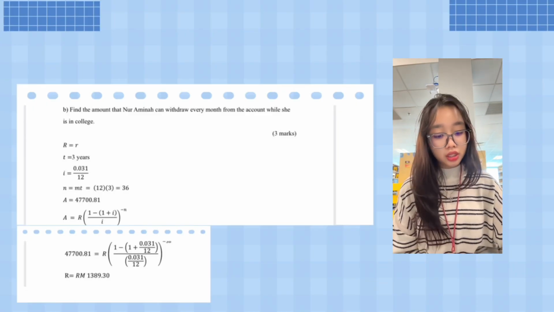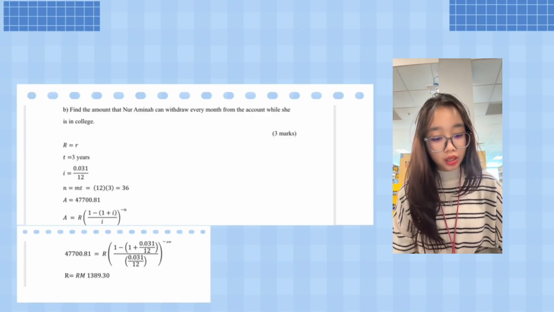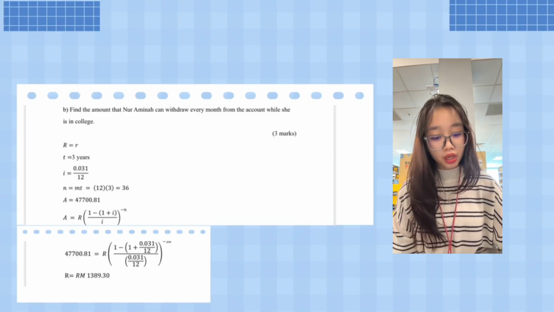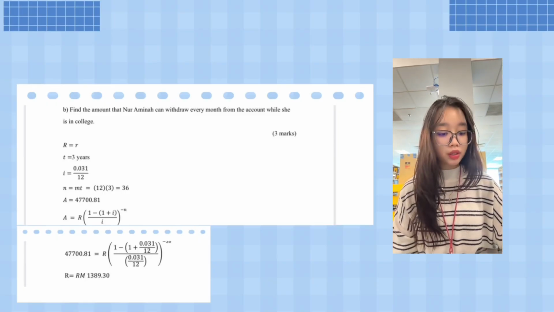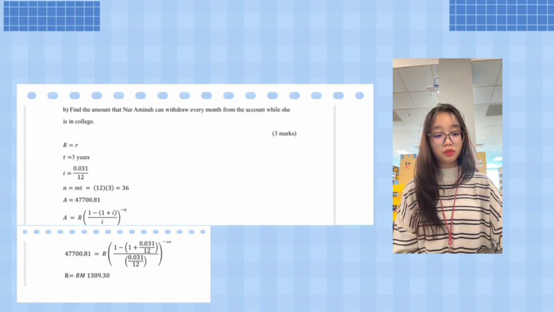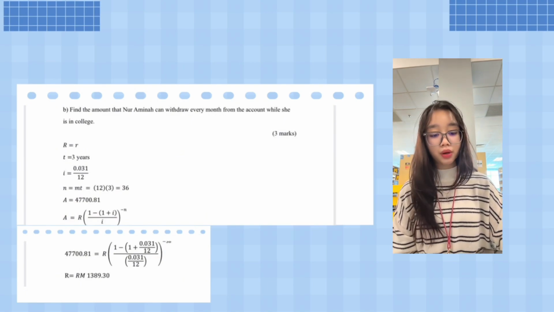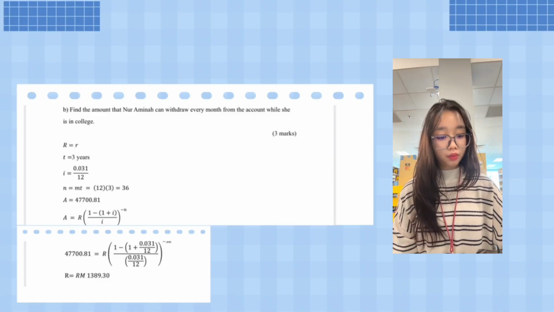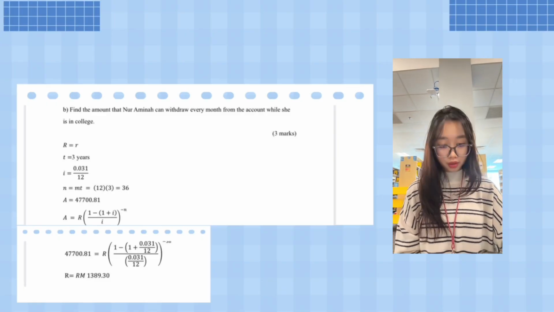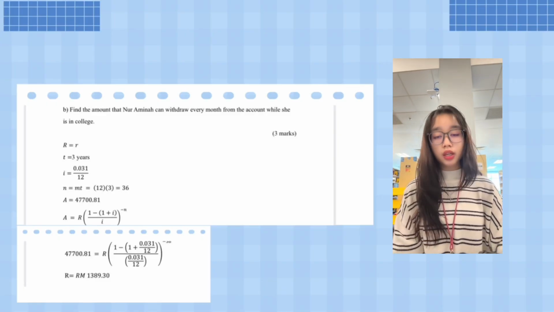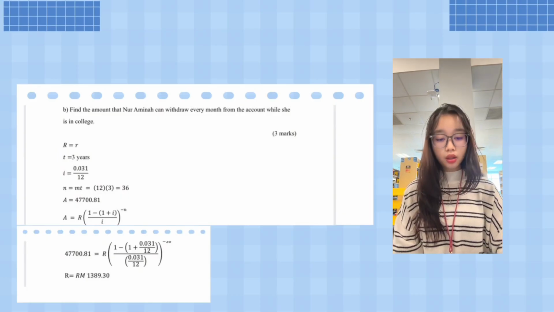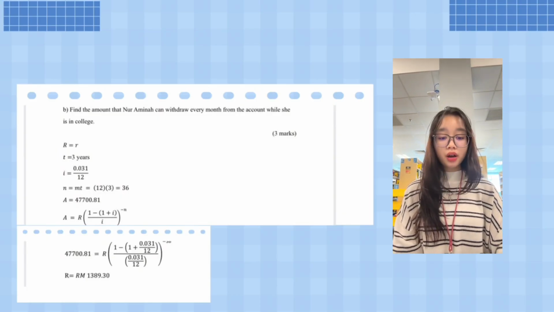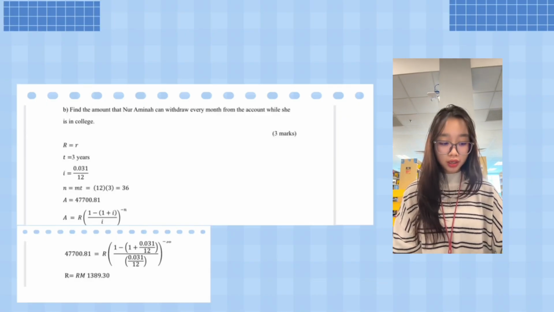Now, for question 2B, find the amount Nur Aminah can withdraw every month from the fund while she is in college. This is an annuity problem. The fund acts as a present value A that is being depleted by equal regular payments R. The accumulated amount from part A, which is 47,781 and cents, is now our present value A for the annuity. The formula to find R comes from the present value of an annuity formula, which is A equals R bracket 1 minus bracket 1 plus I bracket to the power of negative N over I.